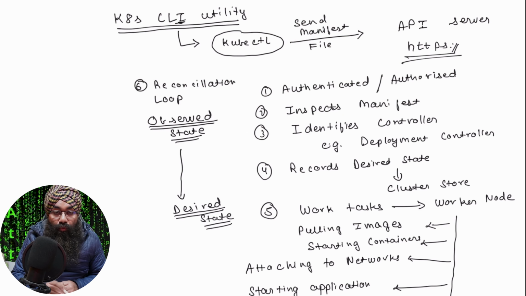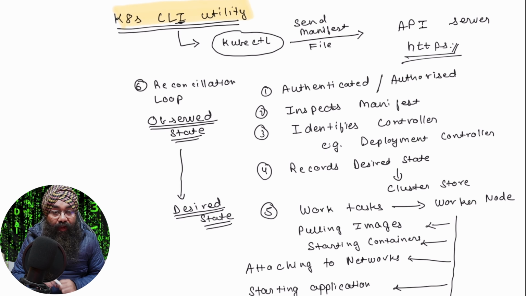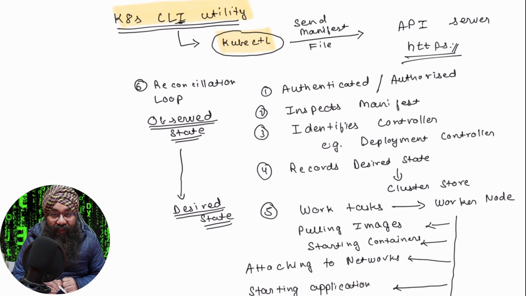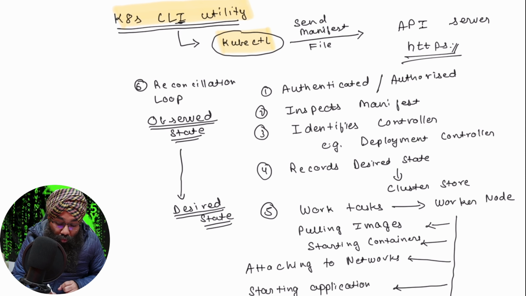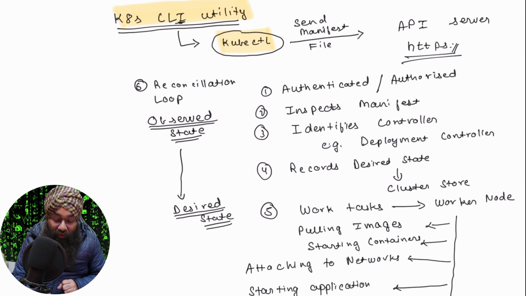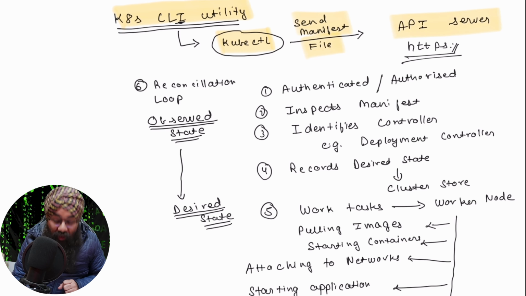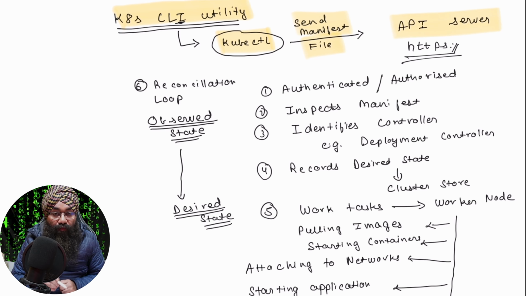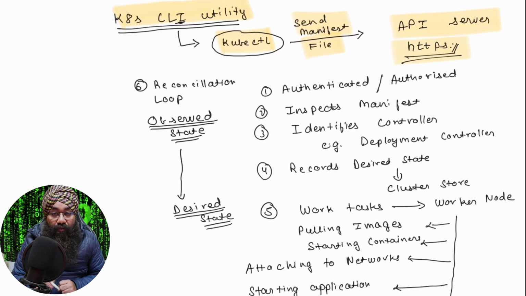Okay. So Kubernetes provides a CLI utility, command line interface utility, which is called kubectl. Okay. So you use this kubectl to send the manifest file to the API server, which is part of the control plane of Kubernetes. Okay. So it is sent using the HTTPS protocol.